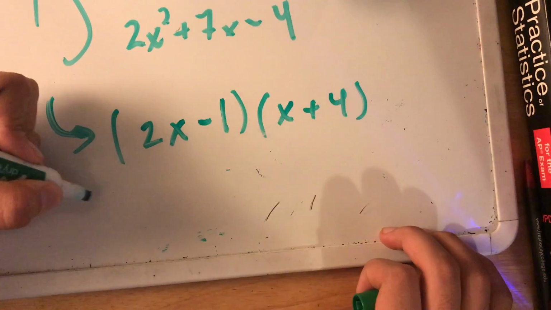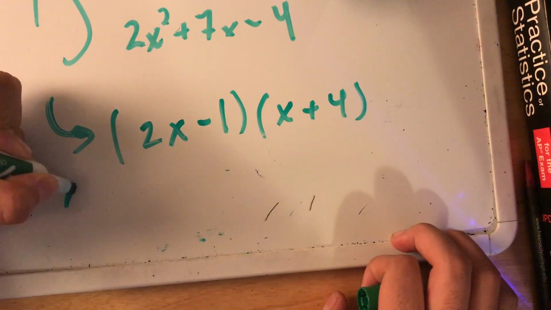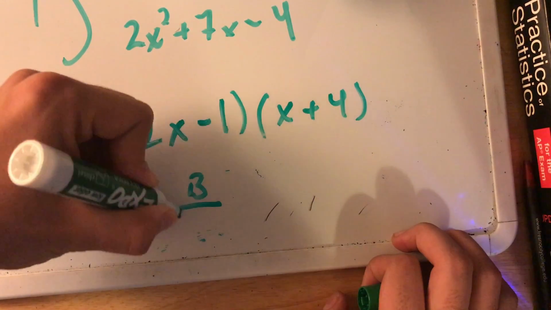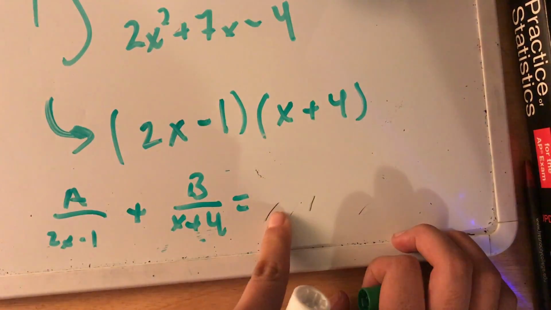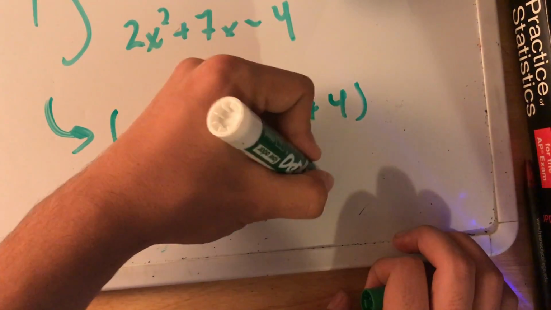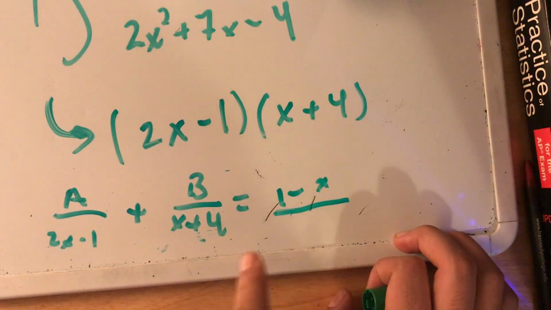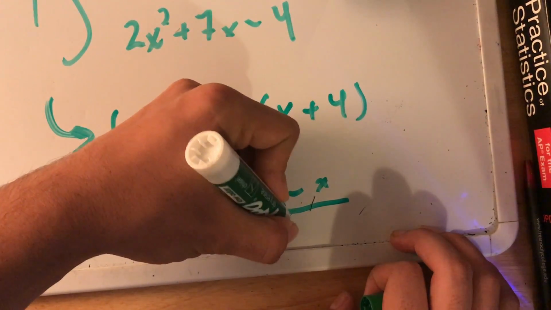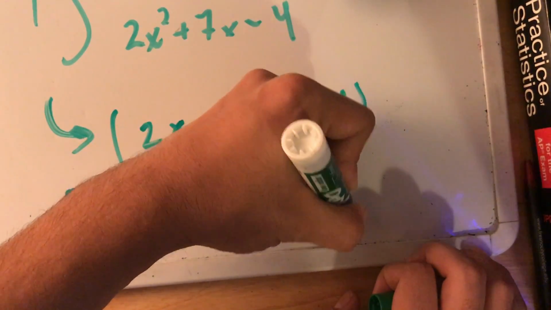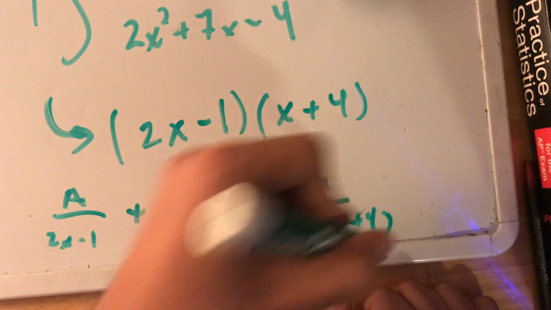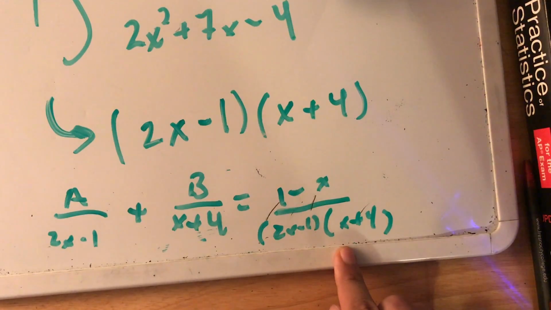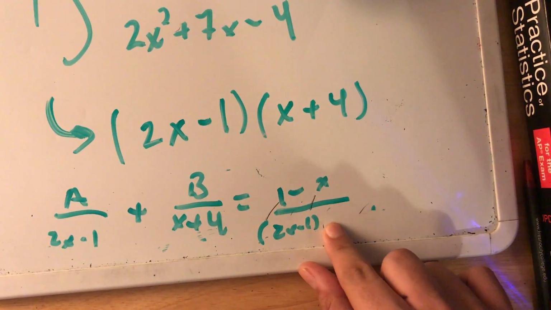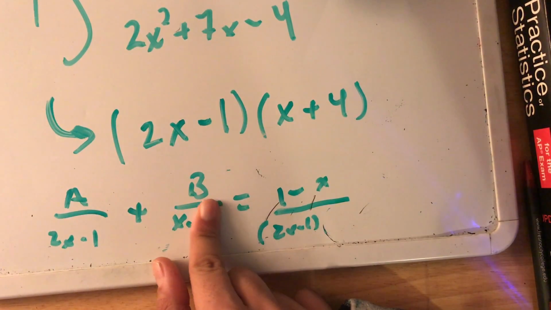With that identity, we're going to plug everything in. Some value a that we don't know over 2x minus 1 plus some value b over x plus 4 is equal to 1 minus x over 2x squared plus 7x minus 4. But we're not going to do that. Instead, we're going to multiply both sides by x plus 4. The x plus 4 over x plus 4 cancels out, so that goes away.